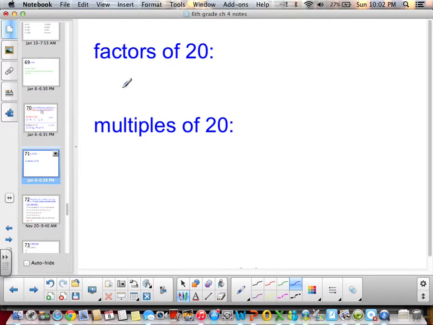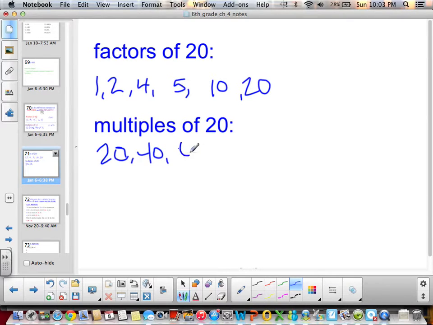Okay, so again, factors of 20 would be 1 and 20. If you want to pause me and try to figure this out yourself, you could totally do that. And then we have 2 and 10. 3 does not go in. 4 and 5 go in. Multiples of 20 would be 20, 40, 60, 80, 100, and so on.